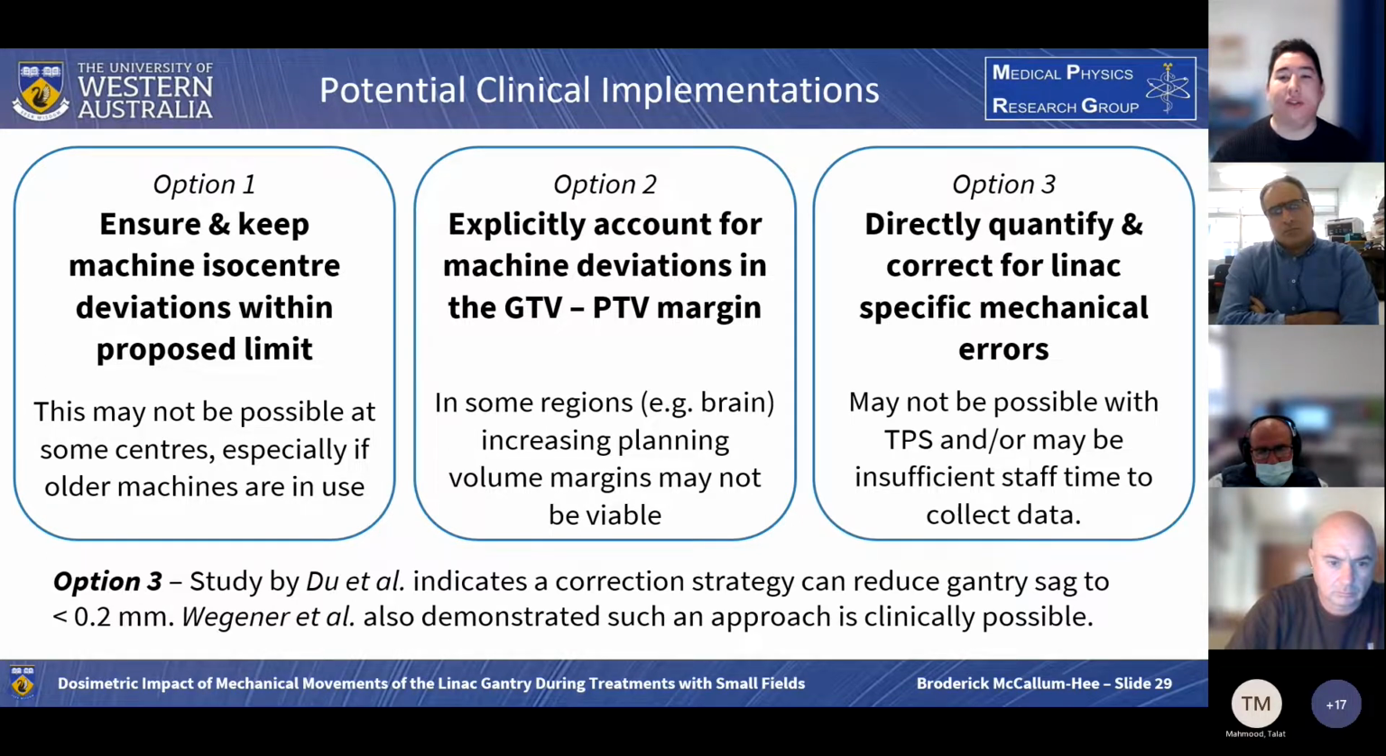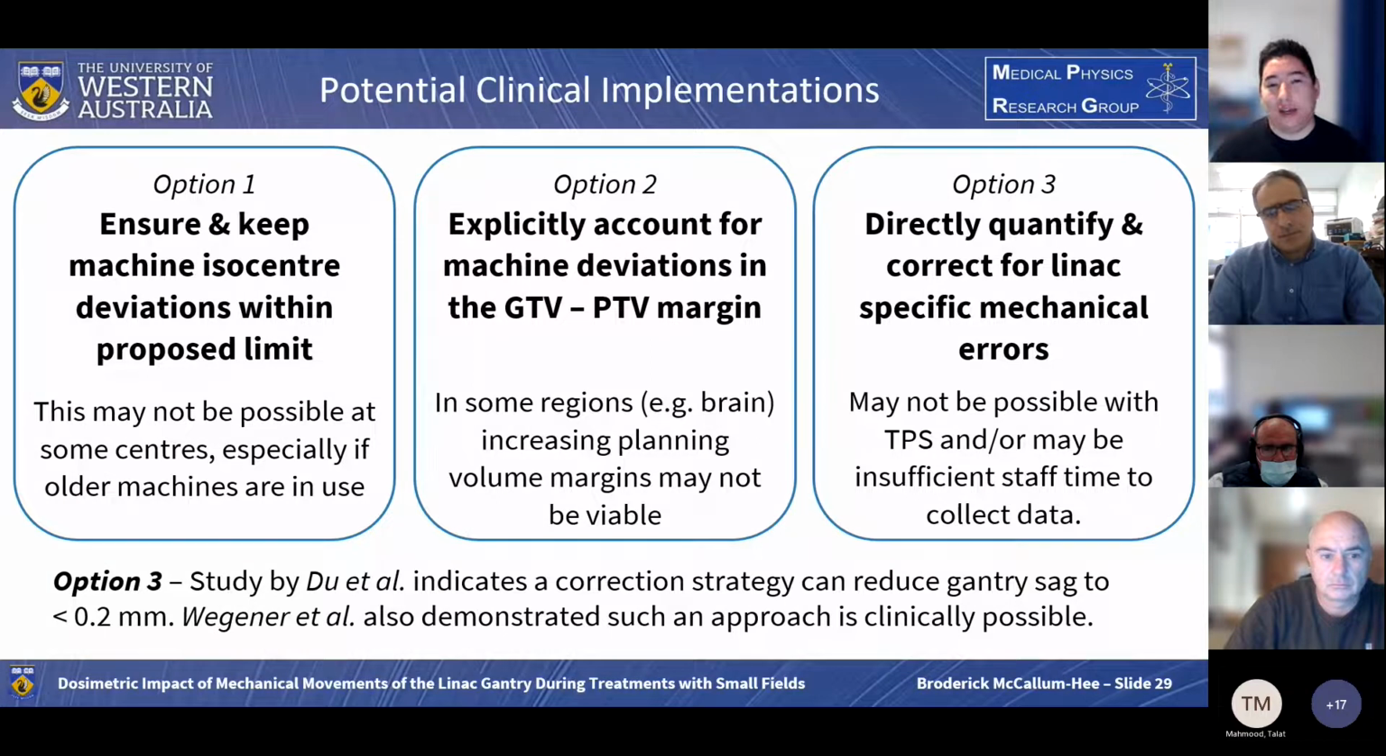The third approach would be to directly quantify and correct for Linac-specific mechanical errors. And this has a number of advantages, however, may not be possible with the TPS used, and/or there may be insufficient staff time to collect the required data.